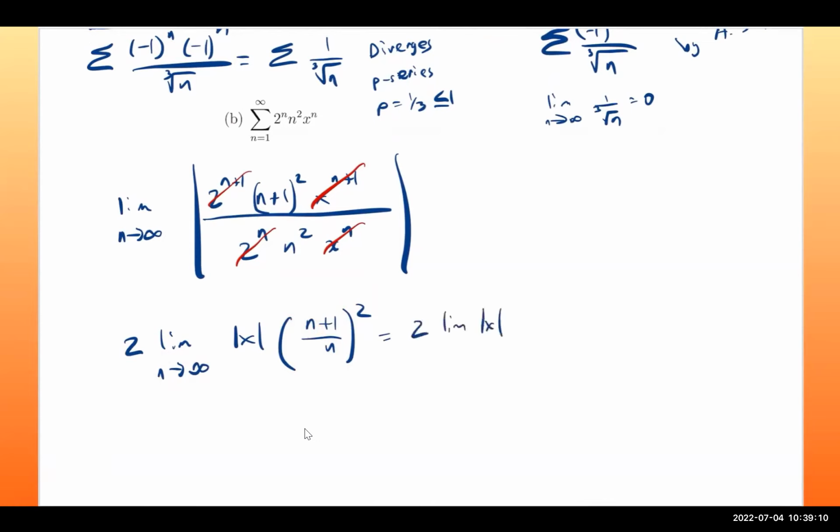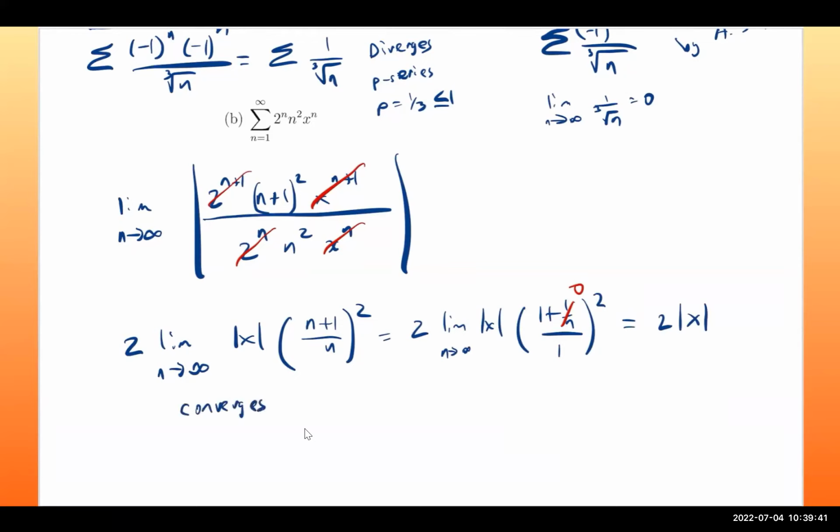So this is going to become, if you divide this by n and n, you're going to get 1 plus 1 over n over 1 squared. This will approach 0 as n approaches infinity. And that's going to do it. So you're going to get 1 times 2. So you're going to end up with 2 absolute value of x.